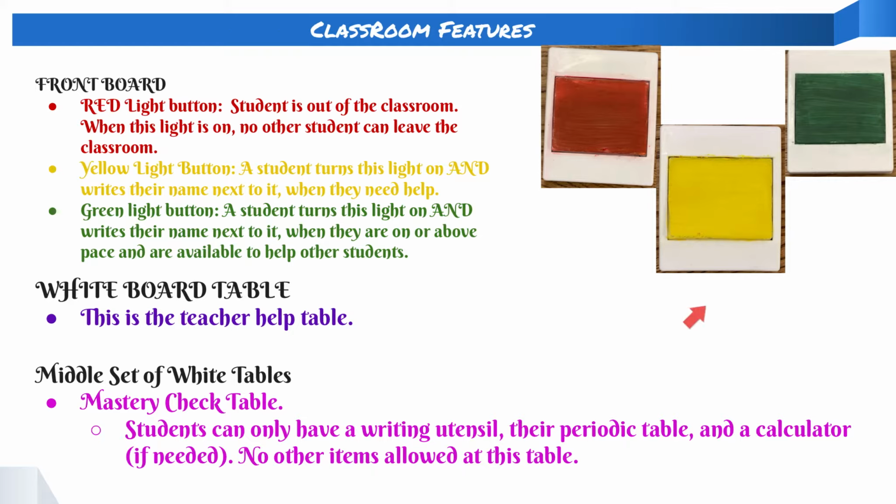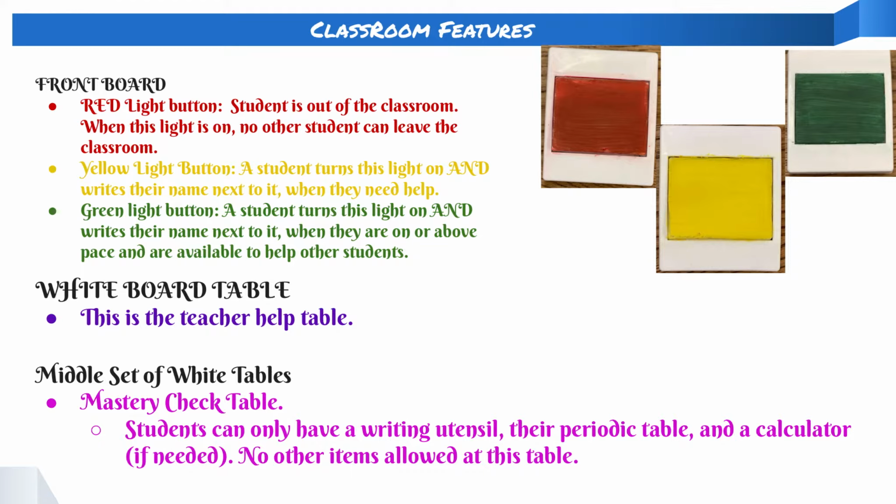They can also look and see if there's a name under the yellow in order to go help them. Also, students who are putting their name under yellow can look to see if there's somebody in green that they can go and help, or that they can go and ask for help if I'm helping other students. So the whiteboard tables, that's where most of my help table is going to be.